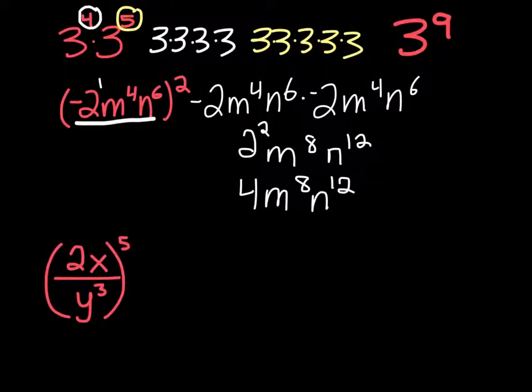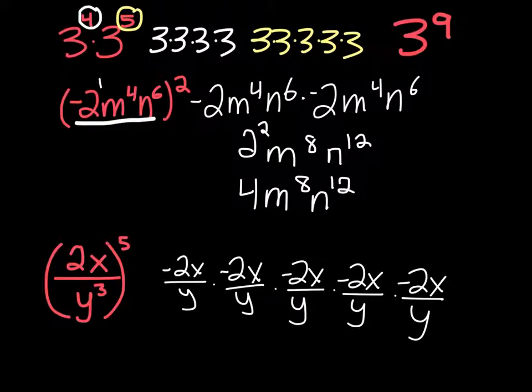Our third example is the expression negative 2x over y to the 3rd, to the 5th power. I've written the expression out 5 times so that you can see it, and we see again that we have negative 2 times negative 2 times negative 2 times negative 2 times negative 2. Since it's an odd number of negatives, we're going to have a negative in our final answer. Then we have 2 to the 5th power because we have 5 2's being multiplied by themselves. Then we have x to the 5th power because we have x times x times x times x times x.